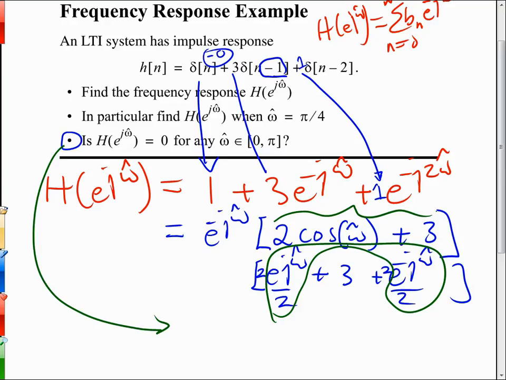Question? So to solve that, it's basically solved by inspection. You plug in every value between 0 and pi. You'd sweep it, and then you'd see, does it ever go to 0? It would be a pain in the butt. Exactly.